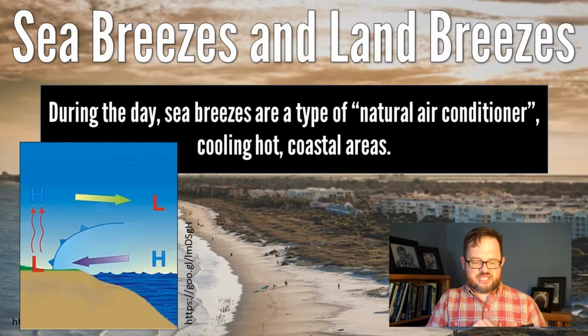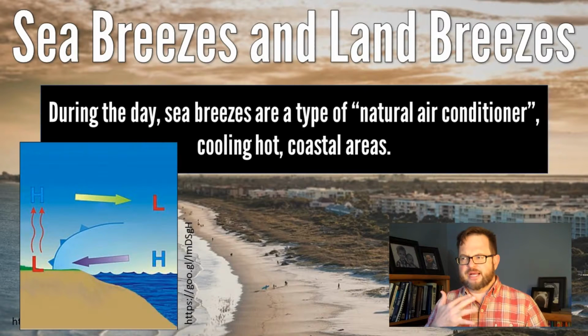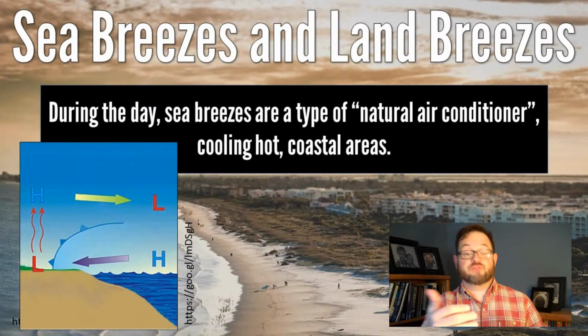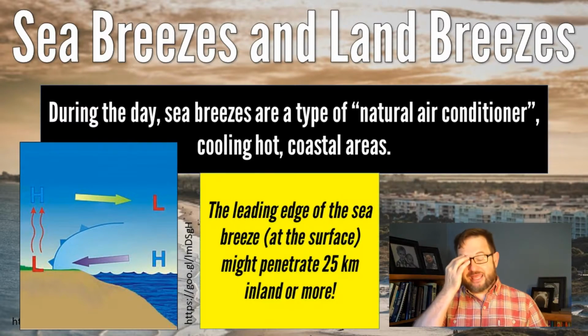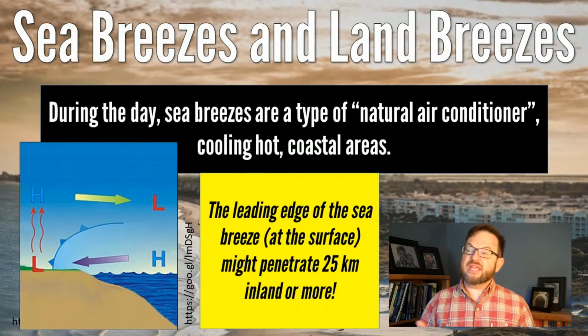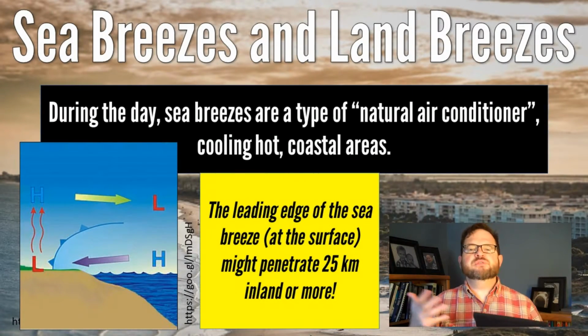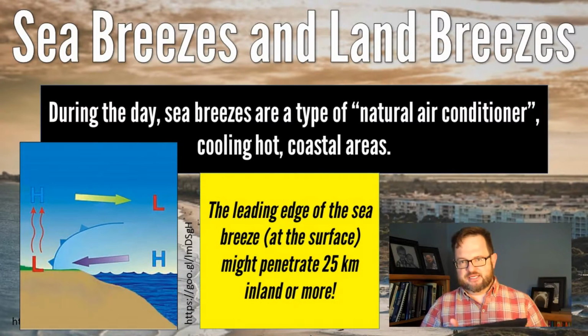That's just kind of that little diagram there. That's just sort of for you to think about. That's not actually a cold front or anything like that, but it kind of acts like one. It's a leading edge of some colder air from the ocean pushing over the relatively hot land. And that leading edge can penetrate on the order of a few tens of kilometers inland.